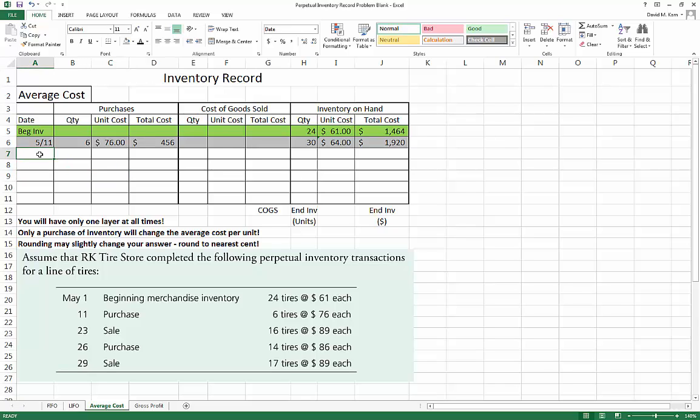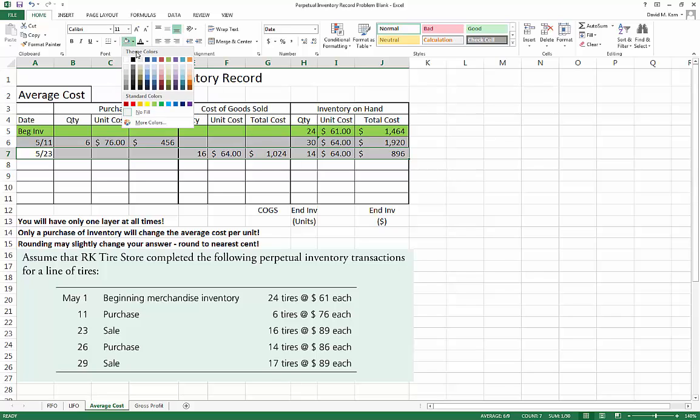Then we go to the 23rd. Again, there's no real difficulty here, because remember, the only time that we change our average cost per unit is if we make a purchase. Here we're making a sale. So all we're doing is 16. Again, don't use the 89, we're going to use the 64. So 16 times 64 is 1024. So how do we get our new inventory? Very simple. 30 minus 16 is 14. That's 64. So 14 times 64 is 896. So that completes that layer. Again, no change in the average cost per unit because it was not a purchase.